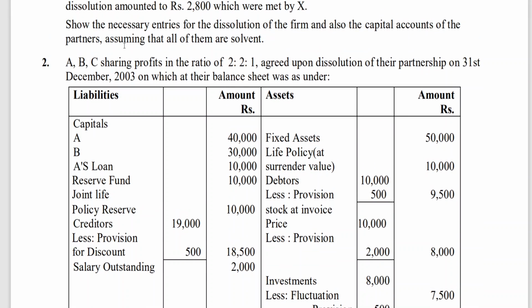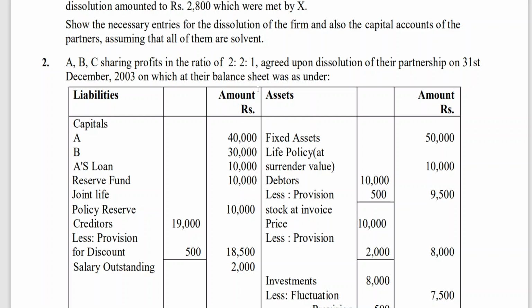This is problem number 2, page number 24 of our material. A, B and C sharing profits in the ratio of 2 is to 2 is to 1 agreed upon dissolution of their partnership on 31st December 2003, on which date their balance sheet was as under. A's capital 40,000, B's capital 30,000, A's loan 10,000.